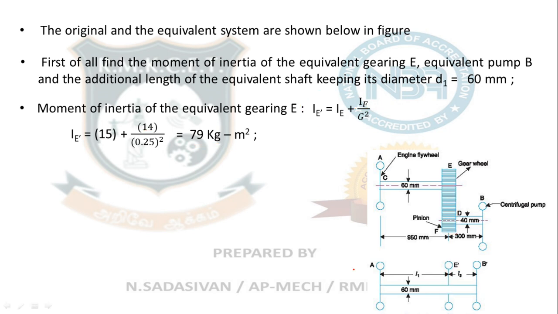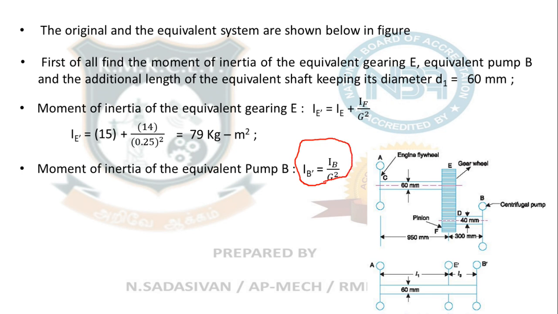Right. So the moment of inertia of the equivalent pump B. Same formula here, IB dash. This is the old formula that we usually use, same as in the last problem. IB dash equal to IB by G square. So 17 by 0.25 square, which comes to around 272 kilogram meter square.